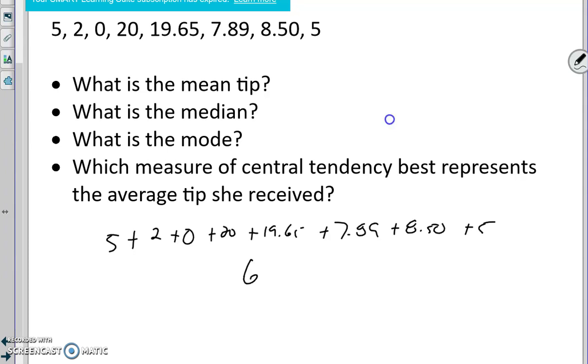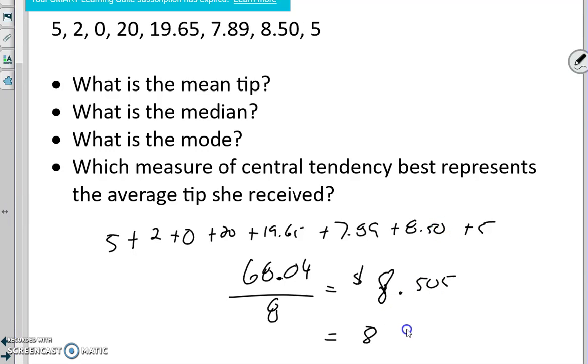I get 68.04. Did anyone else do the addition? 68.04. Divide by 1, 2, 3, 4, 5, 6, 7, 8. Now, because it's dollars and cents, this is going to be 8.505. So that's going to be $8.51 because it's got to be rounded up. Dollars and cents. $8.51. That is the mean.